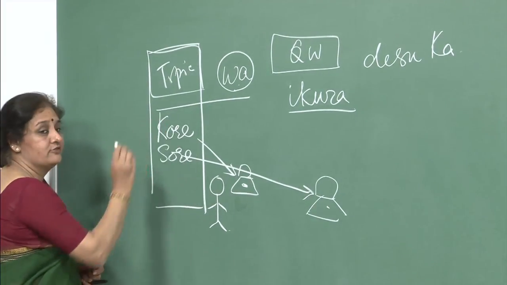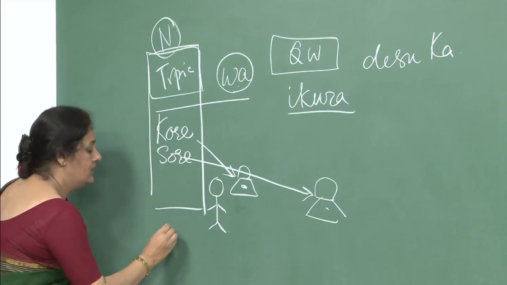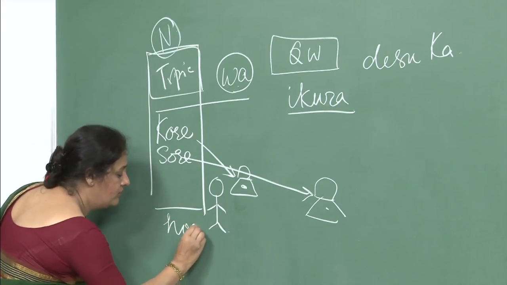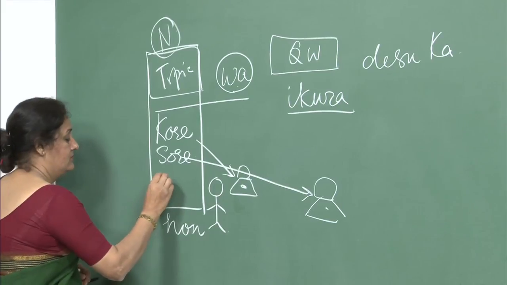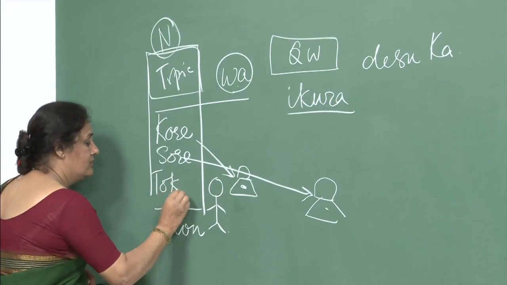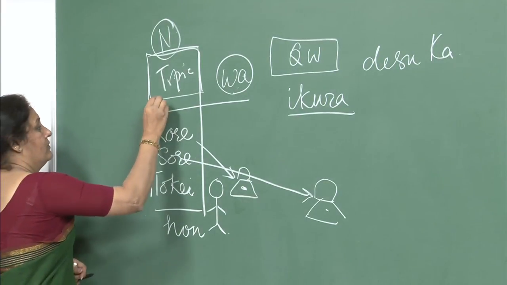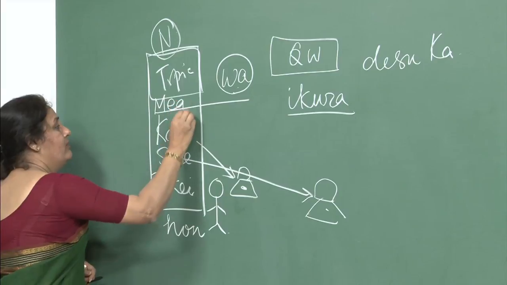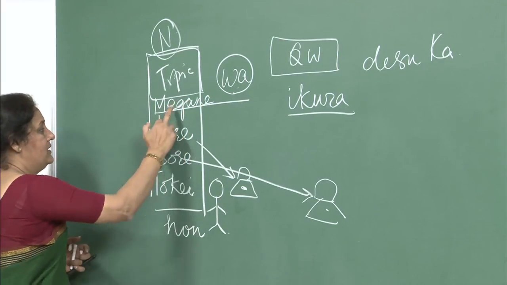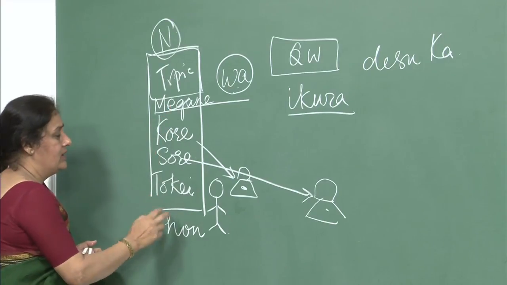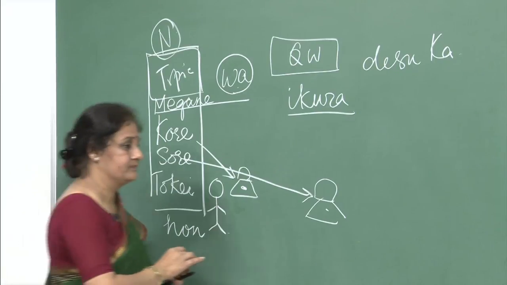Also, instead of kore, you can also put a noun over here. Hon wa ikura desu ka? Tokei wa ikura desu ka? Megane wa ikura desu ka? So you could replace kore, sore with megane, tokei, hon. Actually name the object and then ask the price.